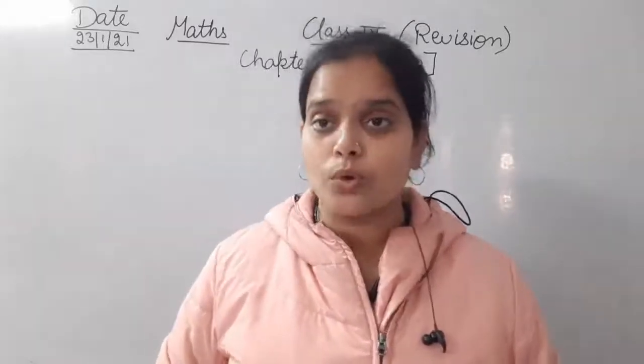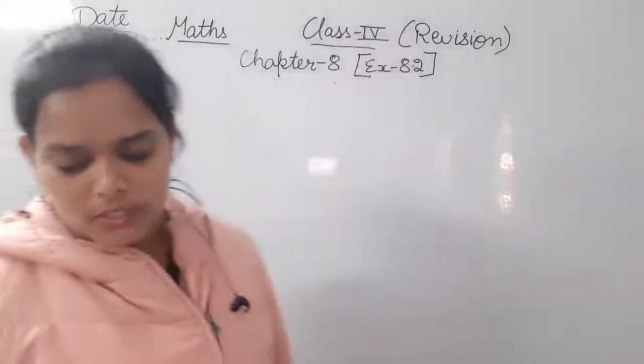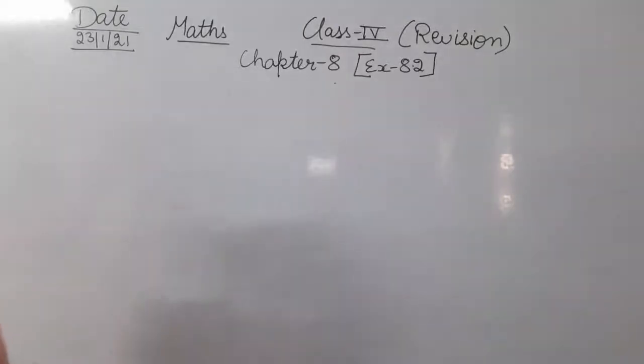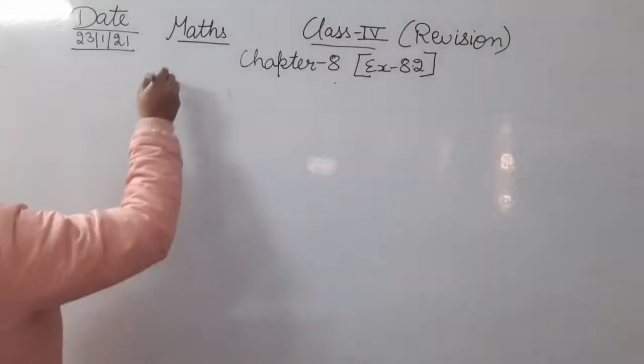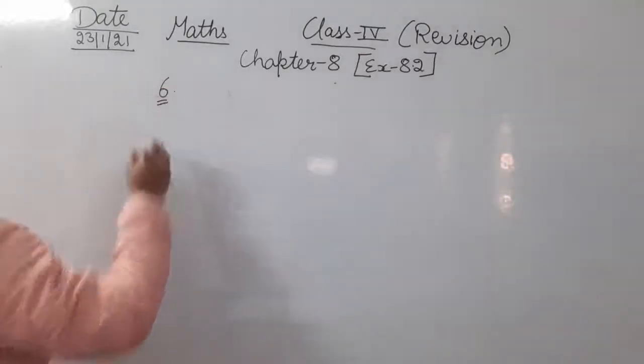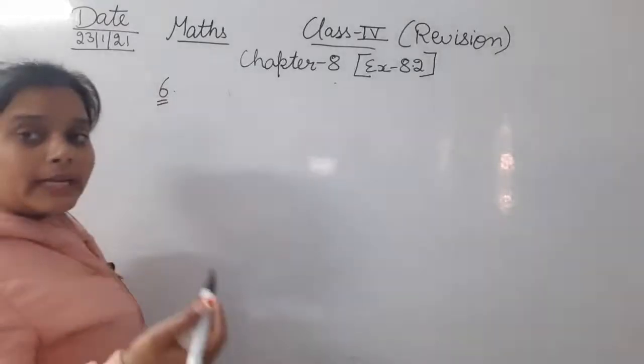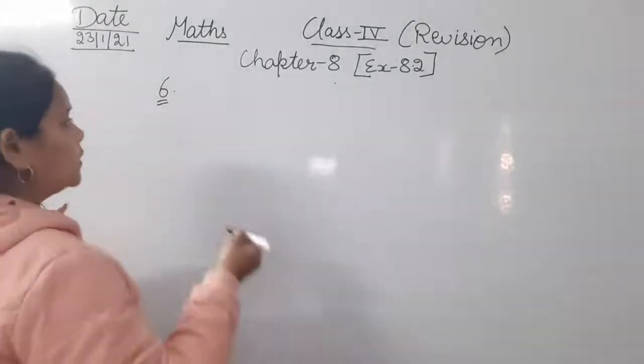Clear? So this is what we have to do. So let's write it here. Question number 6. So first of all, देखिए बेटे हम क्या करते हैं. ओके, सबसे पहले हम जो चीज़ हमारी ऑलरेडी लिखी होती है पहले हम वो लिखते हैं.